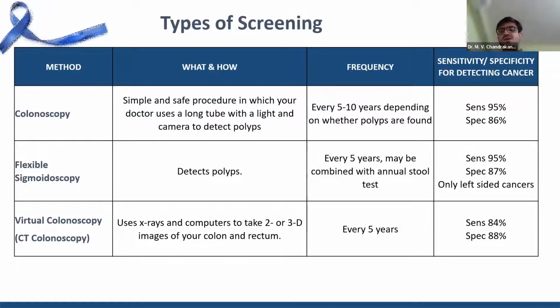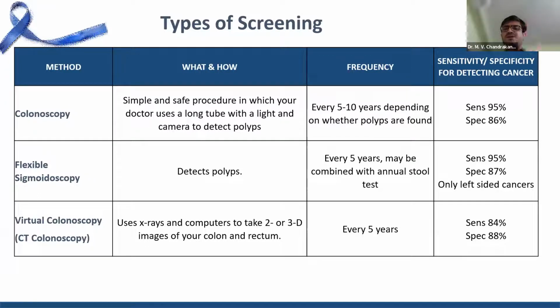Remember one thing, all polyps are not cancers, but the majority of cancers arise out of polyps. Very important. All polyps are not cancers, but all cancers usually arise from polyps. However, there is an exception. For example, in a Lynch syndrome patient, which we call non-polyposis, without a polyp, there can be cancer.